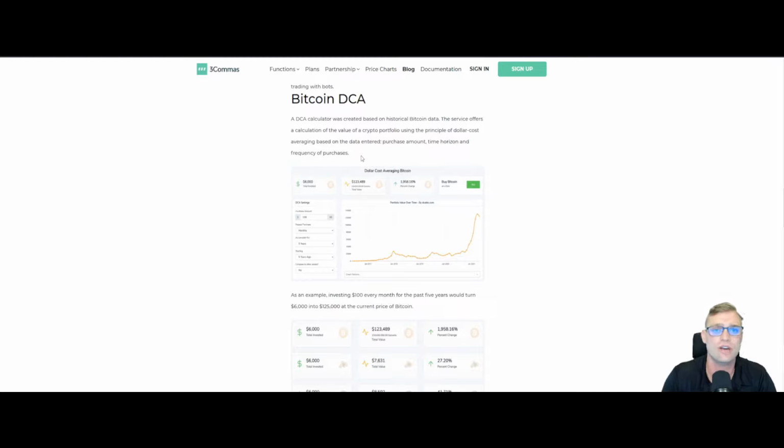When it comes to dollar cost averaging, guys, it can be done weekly, monthly, quarterly, whatever you see fit, but it needs to be done on regular intervals and regular amounts as well. We can see here that, as an example, investing $100 every month for the past 5 years would turn $6,000 of your initial capital investment at $100 every month into $125,000 at the current price of Bitcoin.